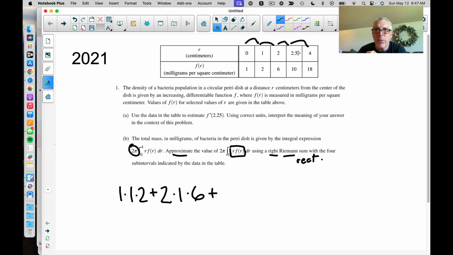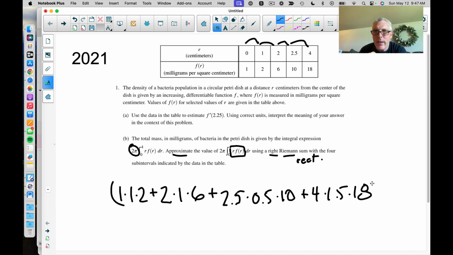Here comes rectangle 3. My R value is 2.5. Now here comes my rectangle, the F of R piece. That's going to have a 0.5 width and a height of 10. And then finally, my fourth rectangle is going to be an R value of 4. My width is 1.5 and my height is 18.